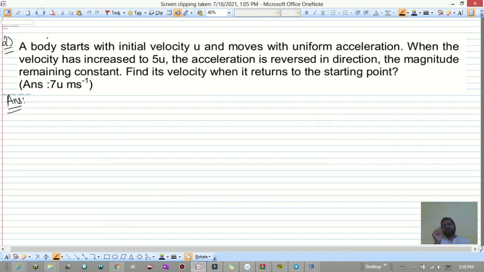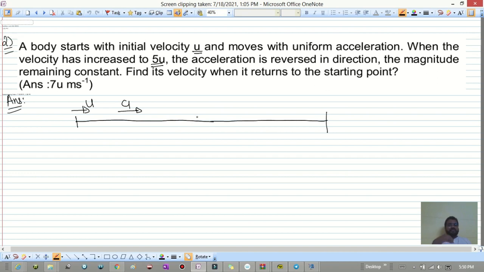Okay, next, the second question we have. A body starts with initial velocity u and moves with uniform acceleration. When the velocity has increased to 5u, the acceleration is reversed in direction, the magnitude remaining constant. Find its velocity when it returns to the starting point. So over here, it starts with velocity u, moves with uniform acceleration, and the acceleration is constant throughout.